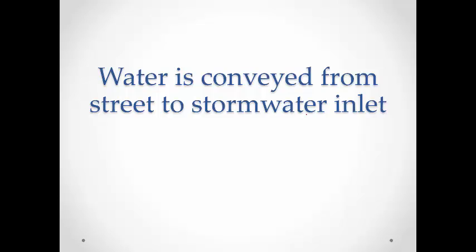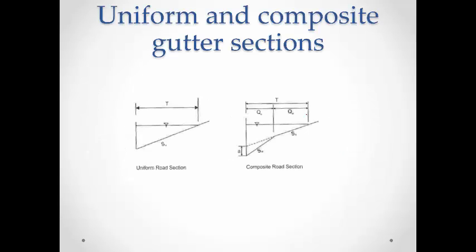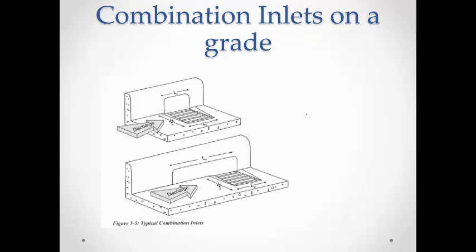Water is conveyed from the street to a stormwater inlet, and these are some of those inlets. One of the things that I have done in the past with students is to go around and collect photographs of different inlets and identify them by name. We have different inlets here on campus. So you can have a grade, you can have just a curb opening or a combination. And again, you can have the road as part of that volume, but it has to be conveyed into that inlet structure.